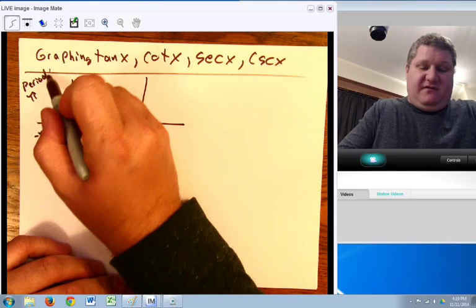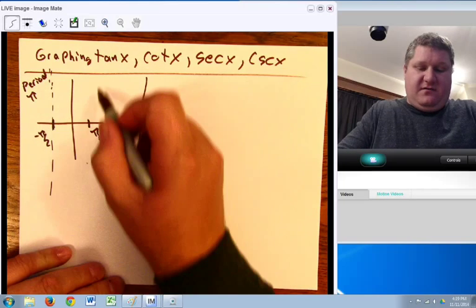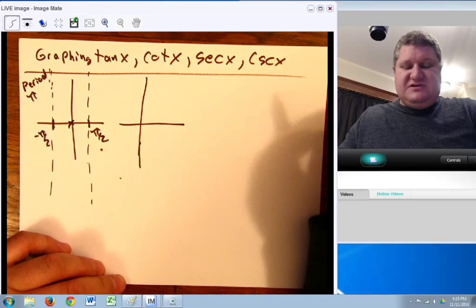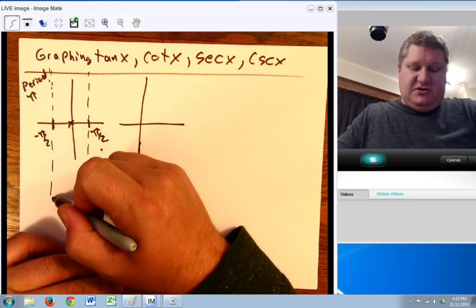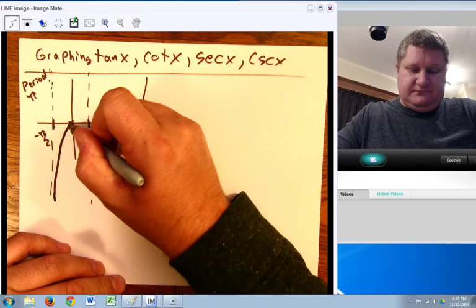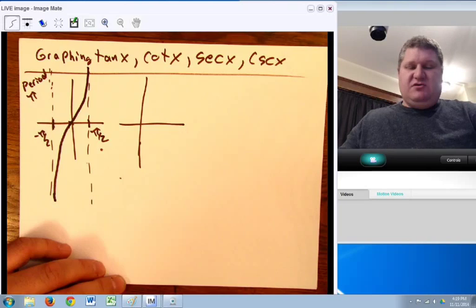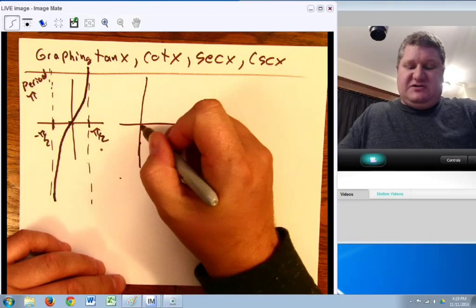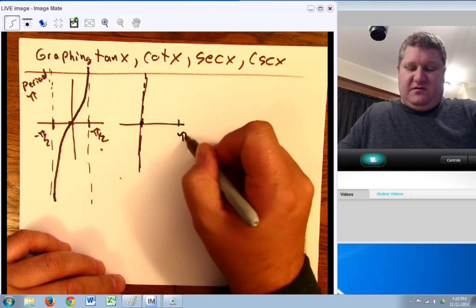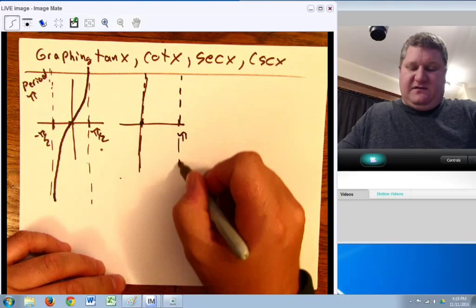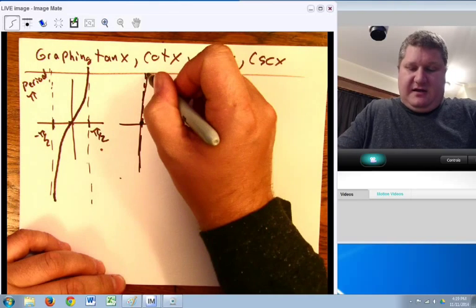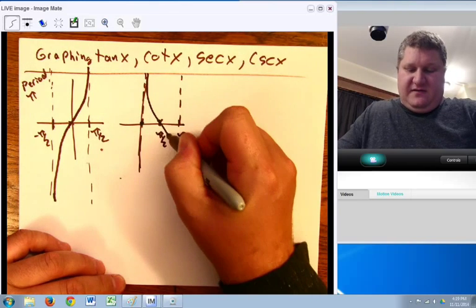Now, you have these asymptotes right here. And the graph is going to go right through 0, 0. And it's going to slide up from left to right. So it looks like that. Now, cotangent, on the other hand, is going to have an asymptote at 0 and an asymptote at pi. And it's going to slide down at pi over 2. And so it's going to look broadly like this.